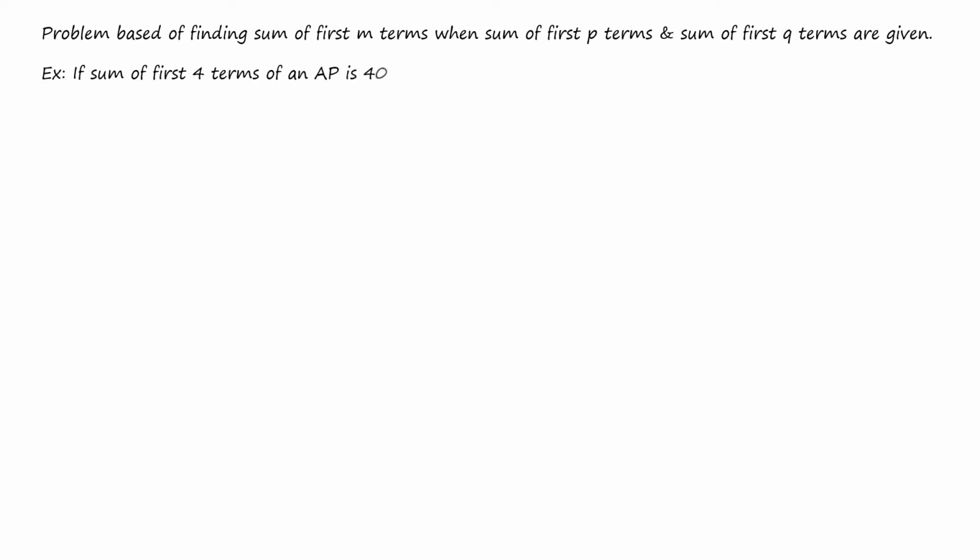Now it is a problem based on finding the sum of the first m terms when the sum of the first p terms and the sum of the first q terms are given. Let's see through an example. If the sum of the first 4 terms of an AP is 40 and that of the first 14 terms is 280, find the sum of the first n terms.